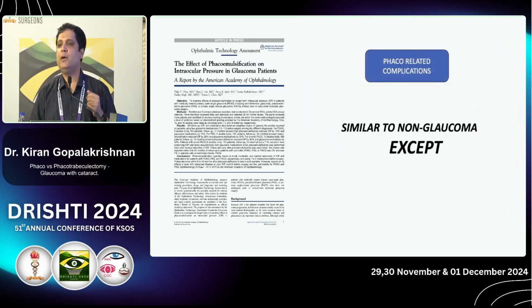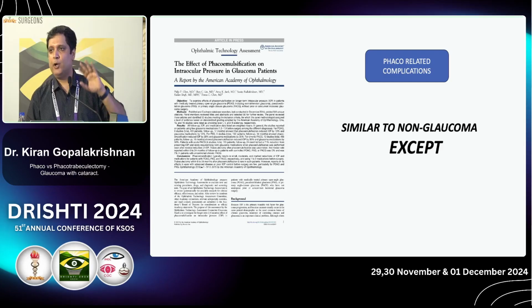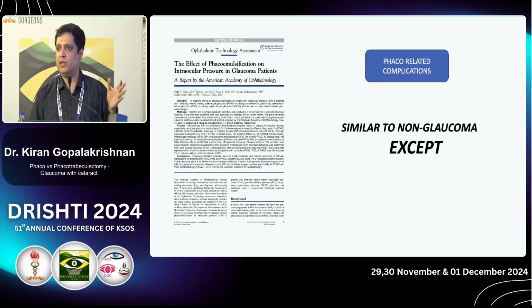But phaco-related complications, because of improvements in surgical technology and so on and so forth, you find that it is not really much different compared to performing phaco in a non-glaucomatous eye. Though we would have expected slightly higher numbers with angle closure glaucoma, the literature doesn't suggest so, which just shows how much phaco has improved in its safety. It is, except in one honorable mention.